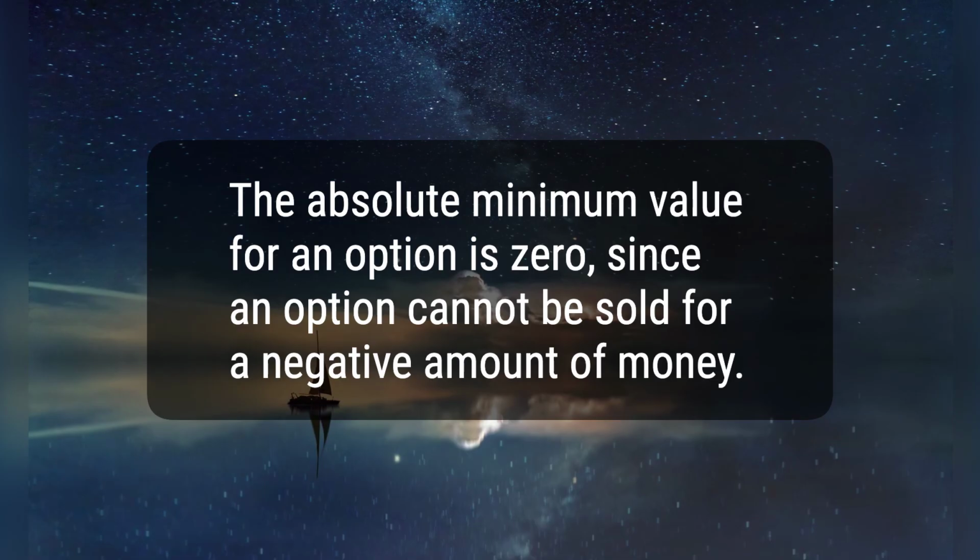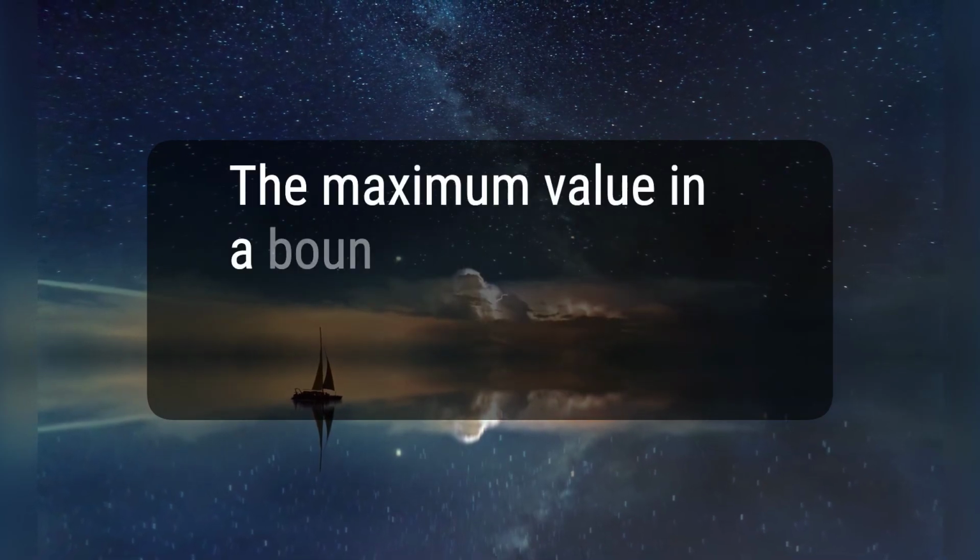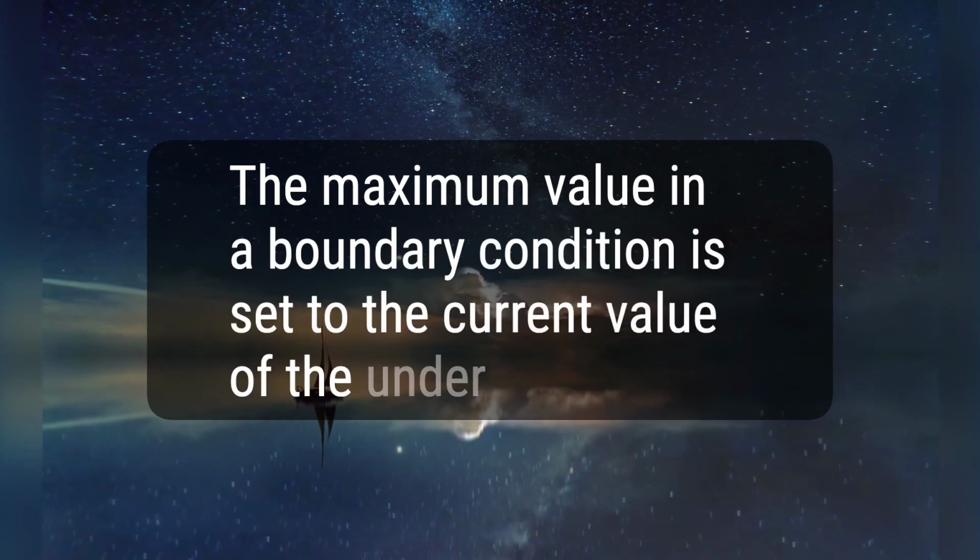3. The absolute minimum value for an option is 0, since an option cannot be sold for a negative amount of money. 4. The maximum value in a boundary condition is set to the current value of the underlying asset.